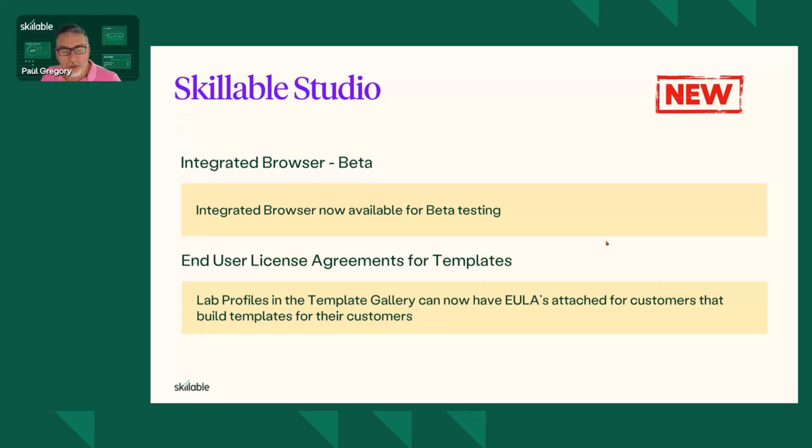There are also a couple of new features as far as templates are concerned, including a very recent new feature related to end user license agreements. We'll talk about that when we talk about the template gallery. But it's a way that if you were producing templates that you wanted other organizations or other people to use, you can attach end user license agreements to them, and you can put any language in there you want to. And Skillable is using this for its templates.